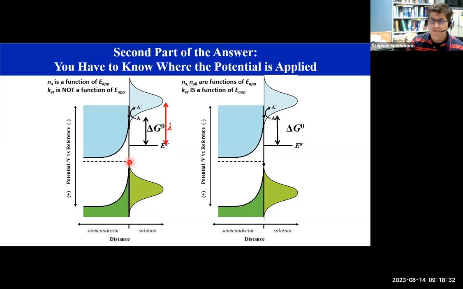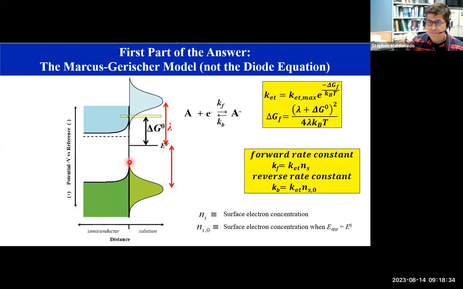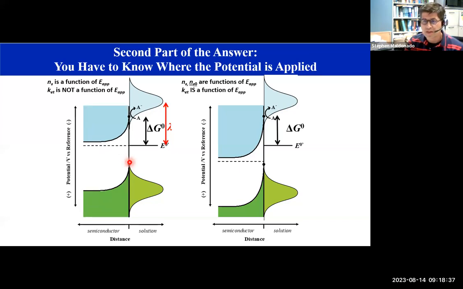In this picture on the left, as I apply a potential and move the Fermi level more negative, up, what I should principally be doing is making the barrier for electrons deep in the semiconductor smaller in order for them to reach the interface. When I do that, I make the electrons more plentiful at the interface, so I can react more of those electrons with more A molecules to make A minus. The important point to consider is that when I apply a potential, the only thing that's changing is the amount of band bending in the semiconductor.